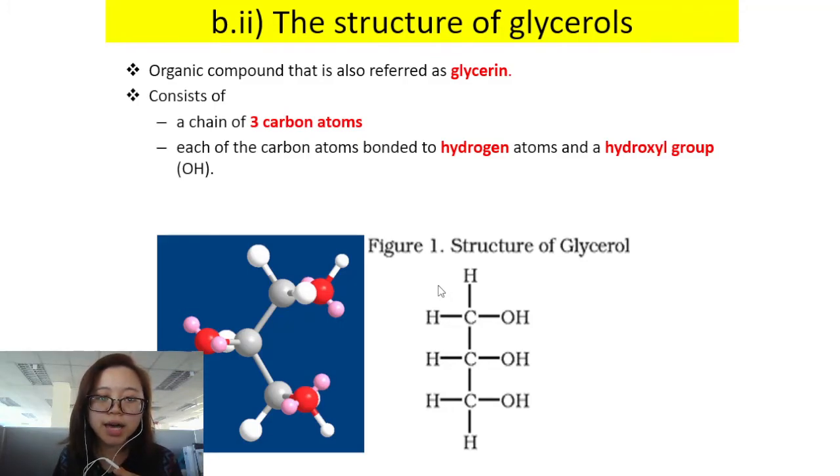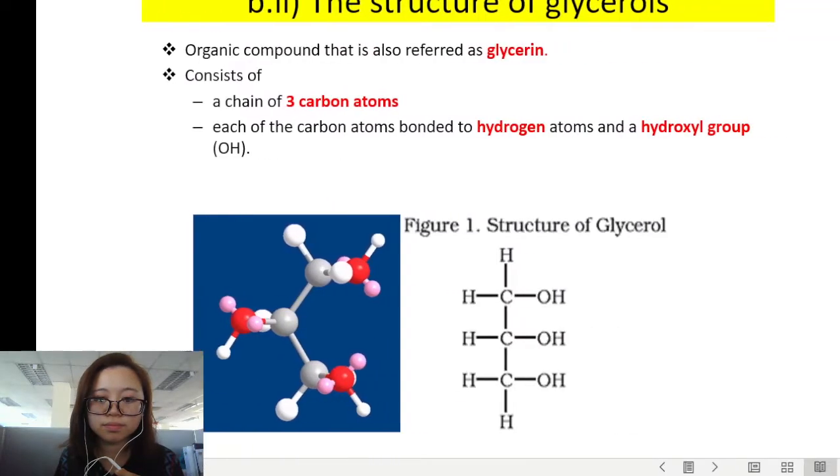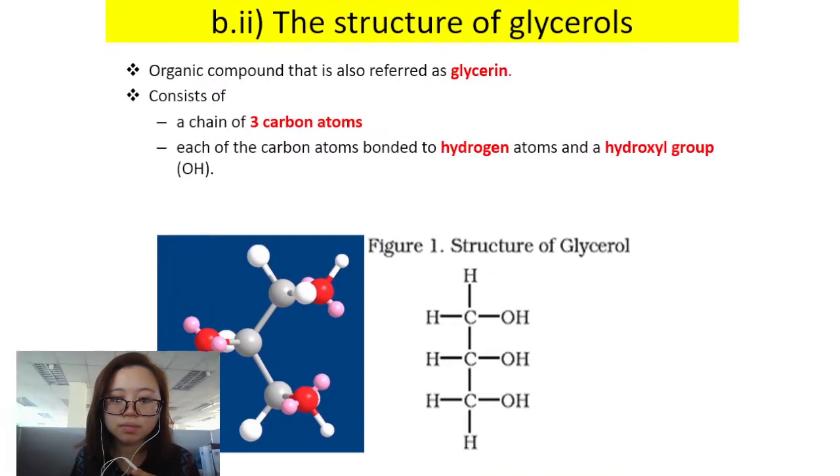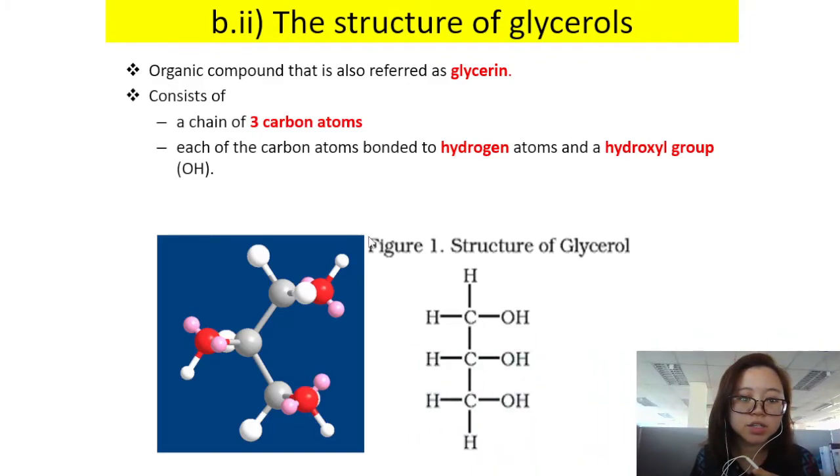Let us look at the next one, which is the structure of glycerol. So this is the gray block on the left just now. Glycerols are organic compounds that are also referred to as glycerin, and it consists of a chain of 3 carbon atoms. So, kamu nampak sini 1, 2, 3 carbon. Okay, so it consists of 3 carbon chain.